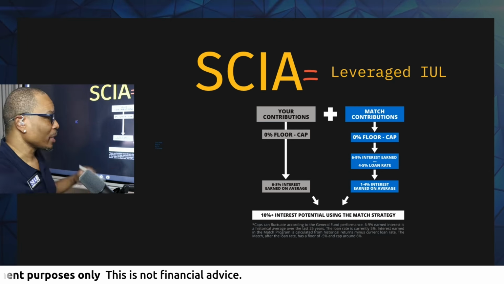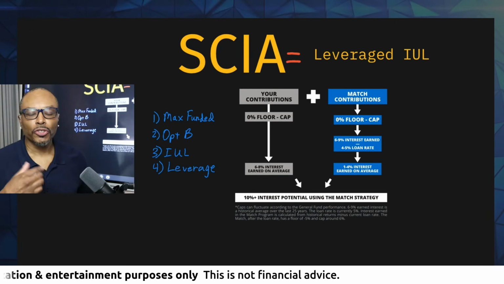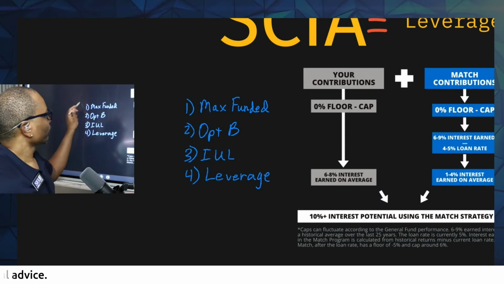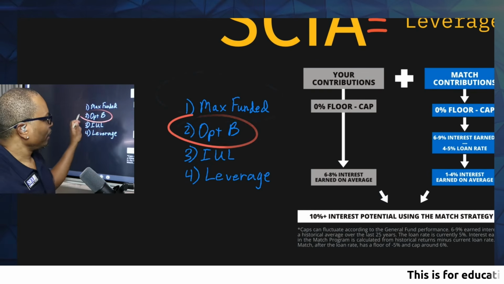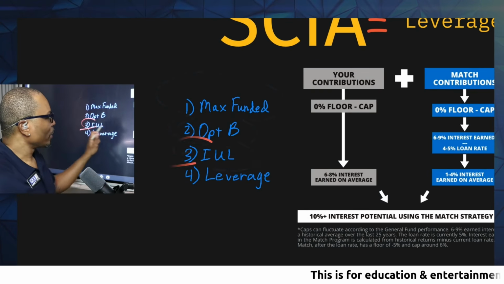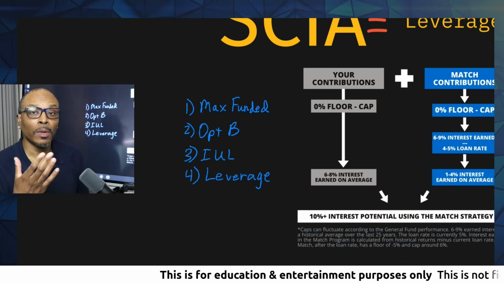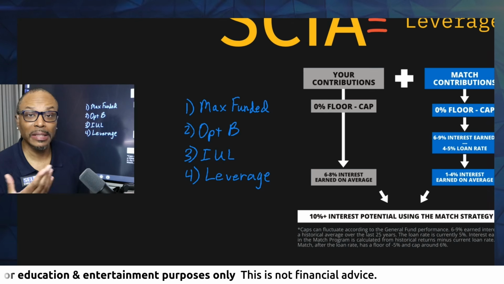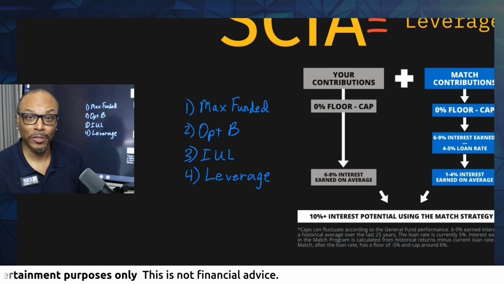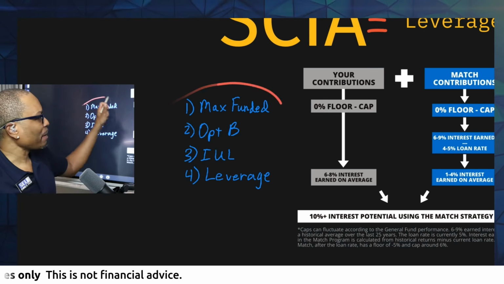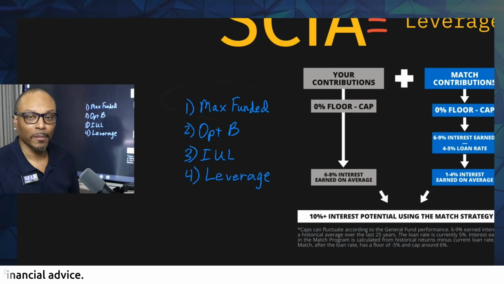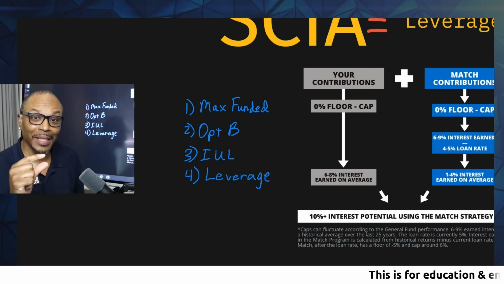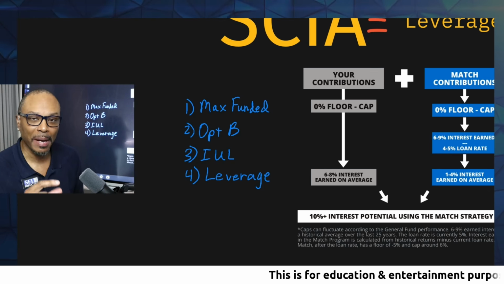But what is that structure? The structure that I'm referencing is purely about a max funded option B IUL with leverage. So anyone who has a life insurance policy or knows someone who generates or sells or creates life insurance policies can provide you a max funded policy. What do I mean by max funded? Max funded just means you're purchasing the least amount of life insurance legally possible.